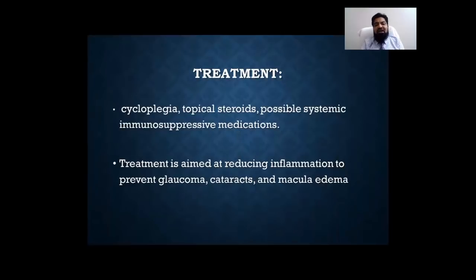As I told you, uveitis is the inflammation of the iris, ciliary body and choroid, and for that we give a cycloplegic drug like cyclopentolate to prevent the pain, or we give some steroid drops, as well as immunosuppressive medication. The aim of this is to reduce the pain, because these patients can develop glaucoma, cataract, and macular edema.